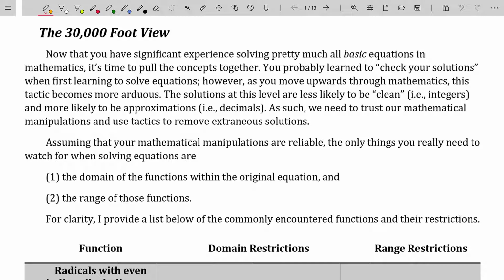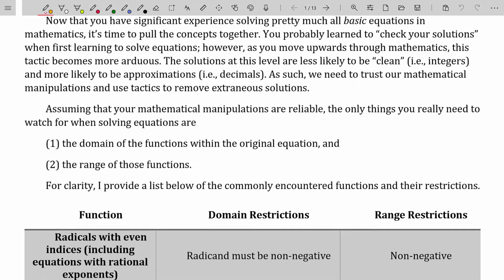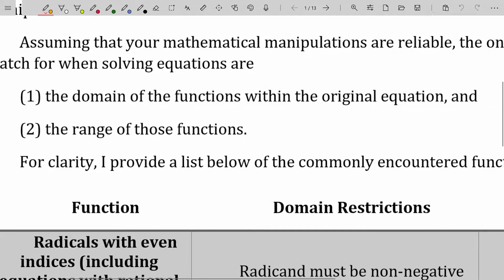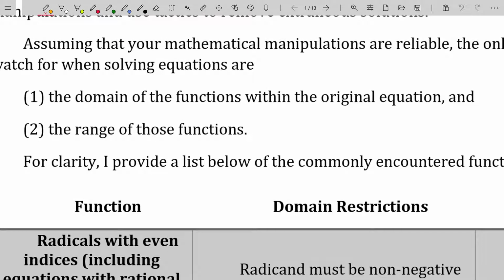So at that point, you just need to trust your mathematical prowess and your abilities to use tactics like removing extraneous solutions and whatnot. So assuming that your mathematical manipulations are reliable, the only things you really need to watch for when solving equations are the domain of the functions within the original equation and the range of those functions. The reason why those are the two things you want to watch out for: the domain of functions restricts what you can plug in to those functions, and the range restricts what the outputs can be. And you'll see me use this tactic when I'm solving any type of equation from this point forward.